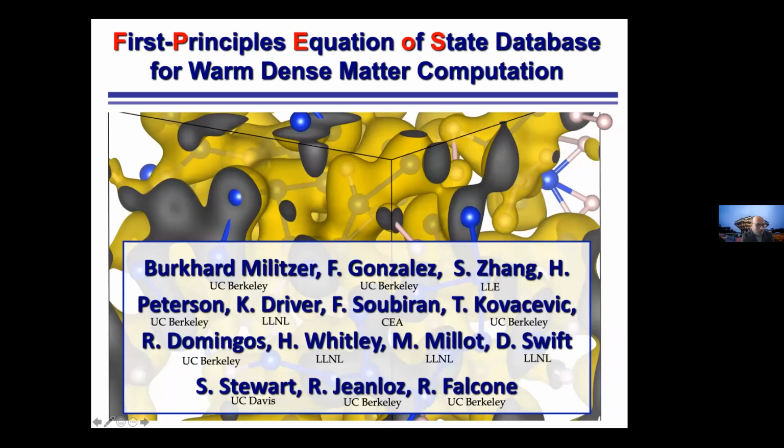Militzer from University of California, Berkeley. He got his PhD from the University of Illinois, Urbana-Champaign. And after that, he spent a couple of years at Lawrence Livermore National Lab. And currently he's professor at UC Berkeley. He has been studying the Earth and planetary science problems using computer simulation techniques.